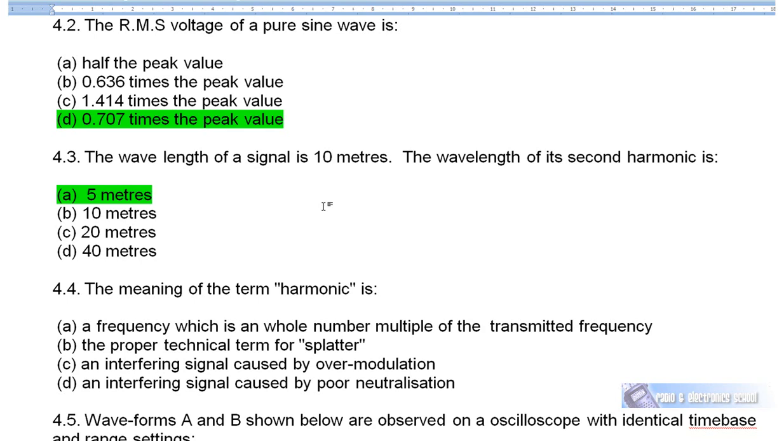The formula for wavelength is lambda, the Greek letter lambda, which is the symbol for wavelength, equals 300 million, which is the velocity of light, divided by the frequency.